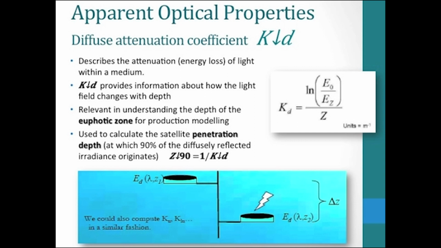This is called the optical depth, and is defined as the depth above which 90% of the irradiance arriving back at the sea surface originates. A large KD means there's a lot of attenuation and a small optical depth. A small KD signifies clearer water.